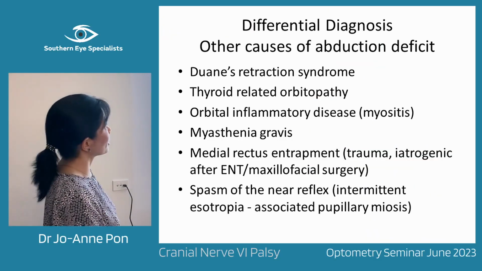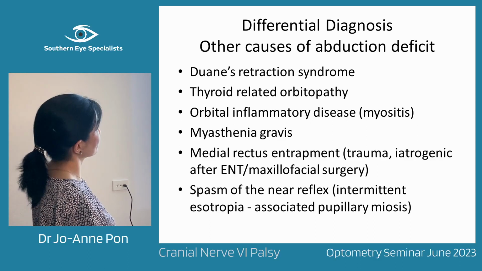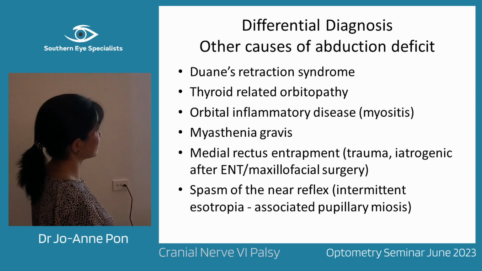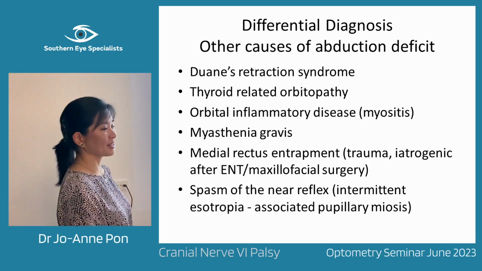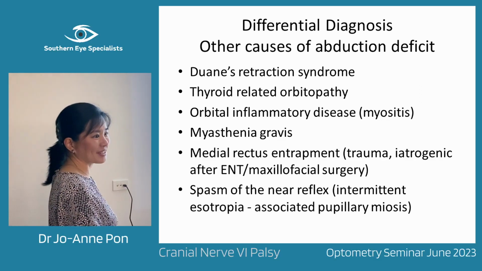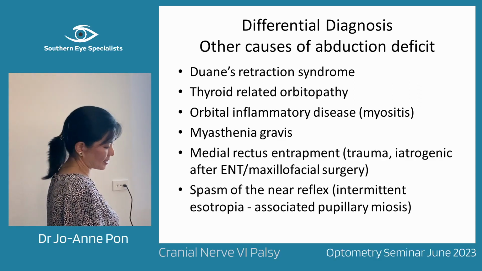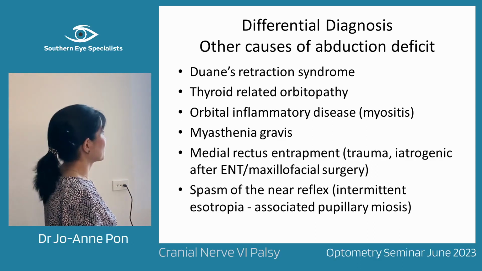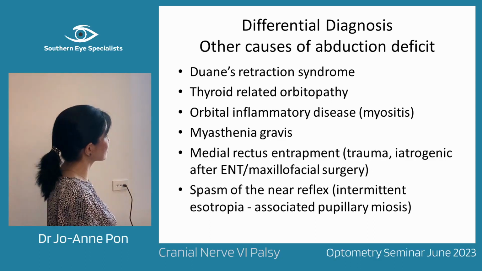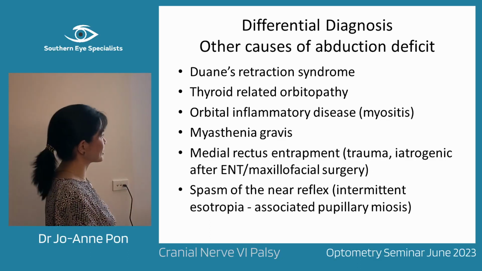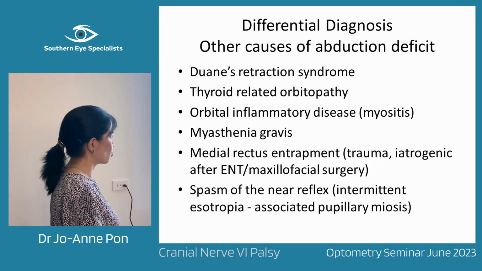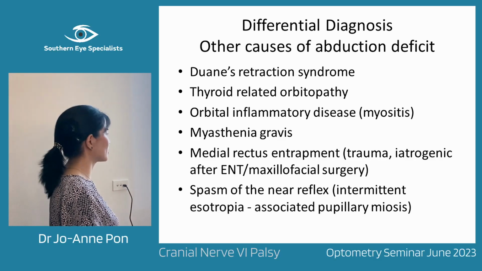And of course, there are other conditions that will cause abduction deficit. So particularly, even adults grow up. Adults that have Duane's as children, they grow up. And I recently did somebody that had cataracts and had a long-standing history of Duane syndrome. Thyroid issues, the orbital inflammatory disease, you'd expect to see some clinical signs. We talked about myasthenia gravis. The trauma patients, anybody that has a fracture in their orbit, which could be traumatic or iatrogenic.